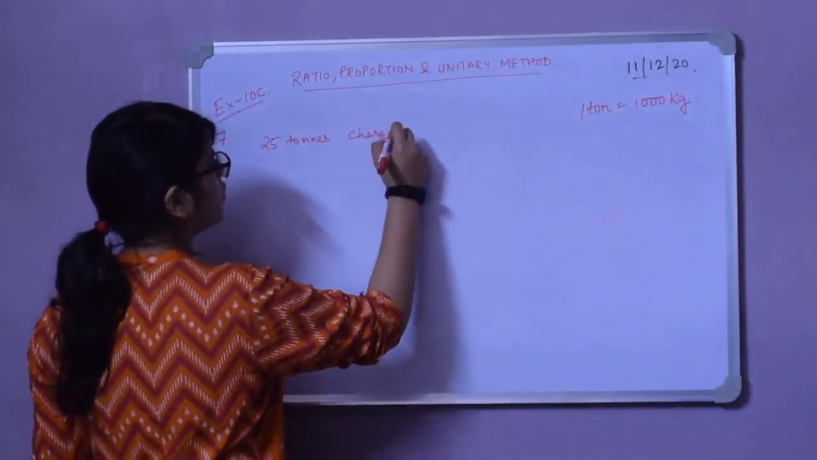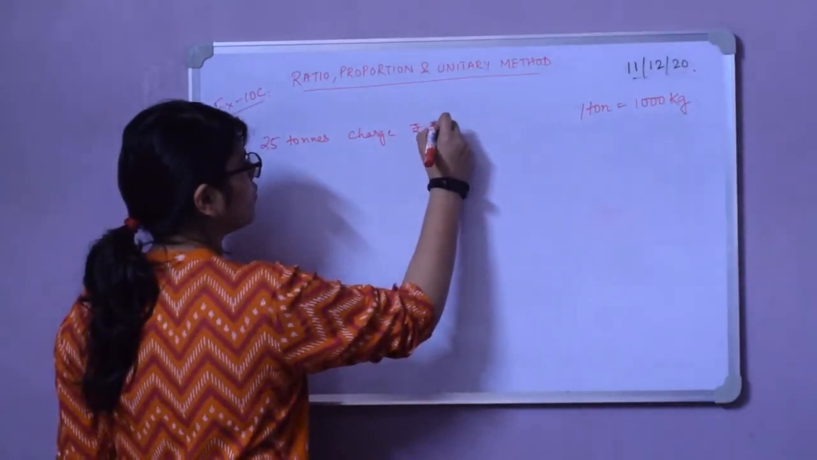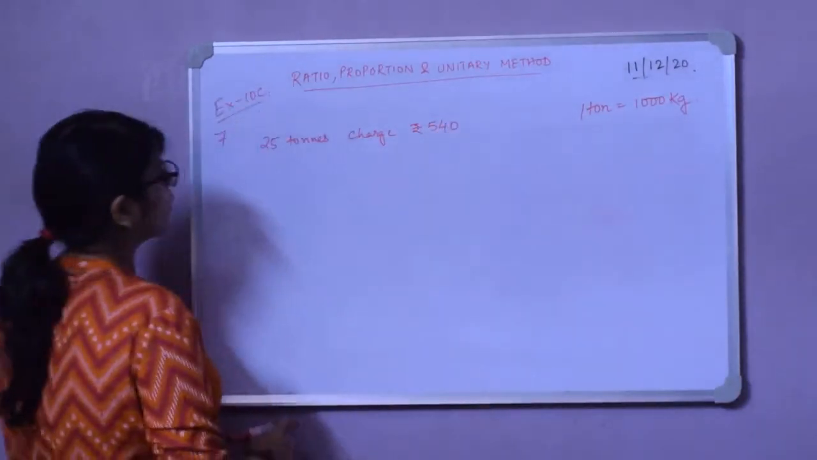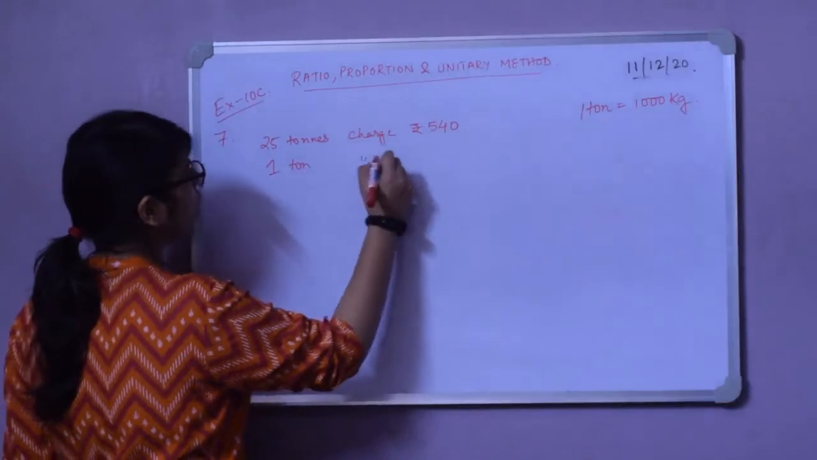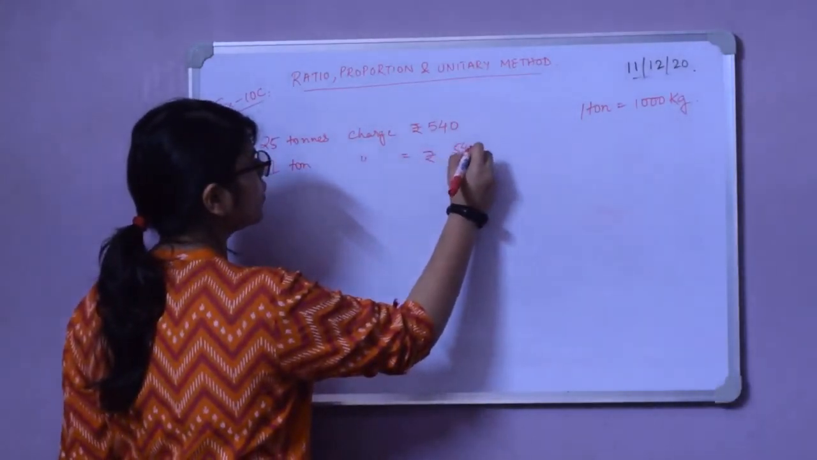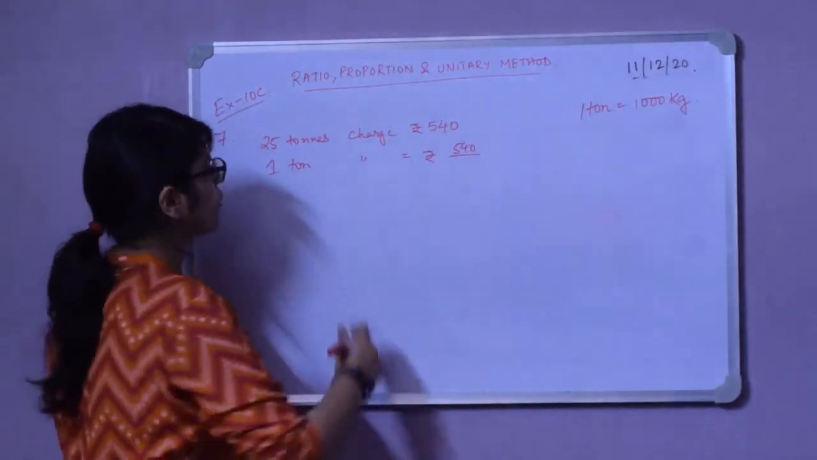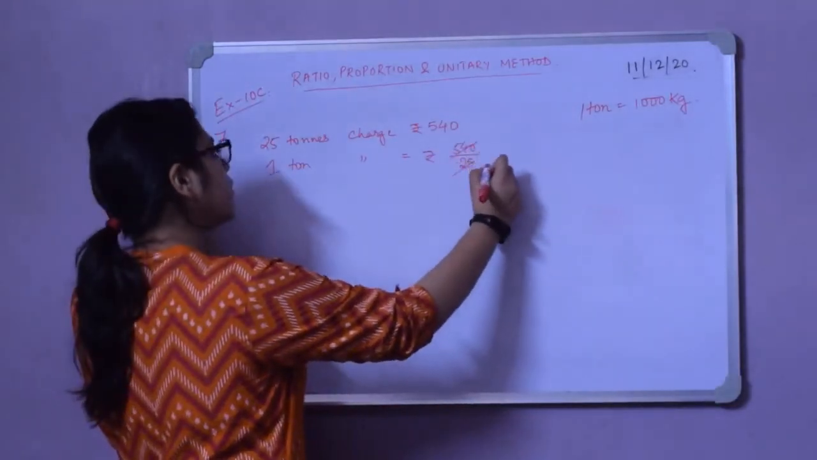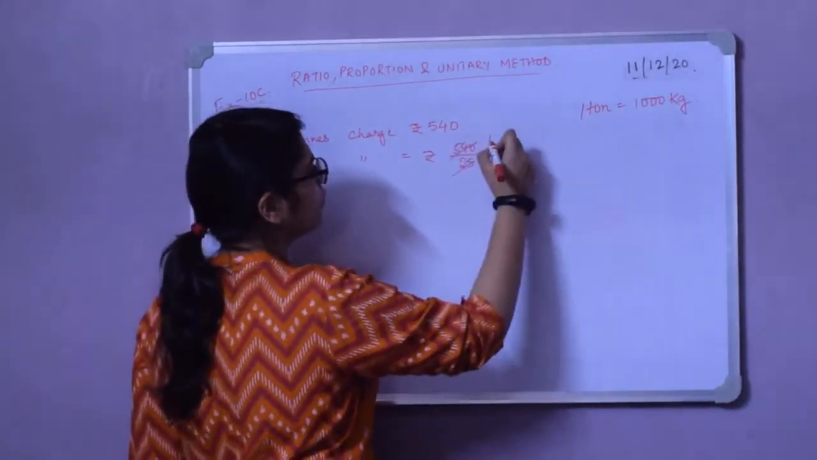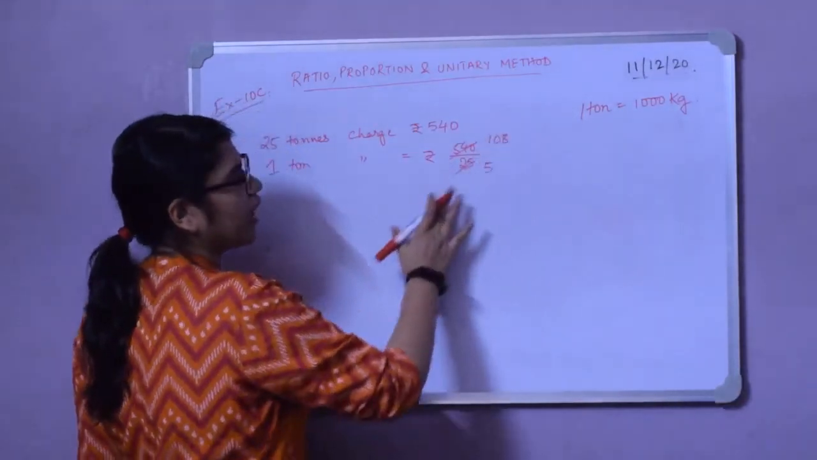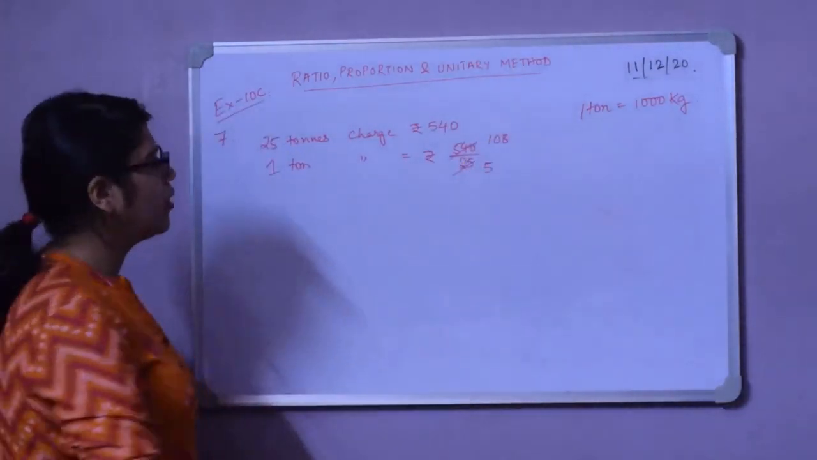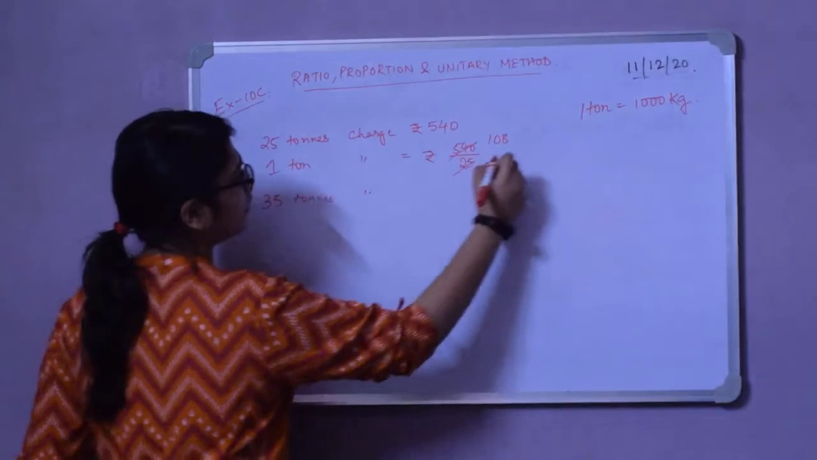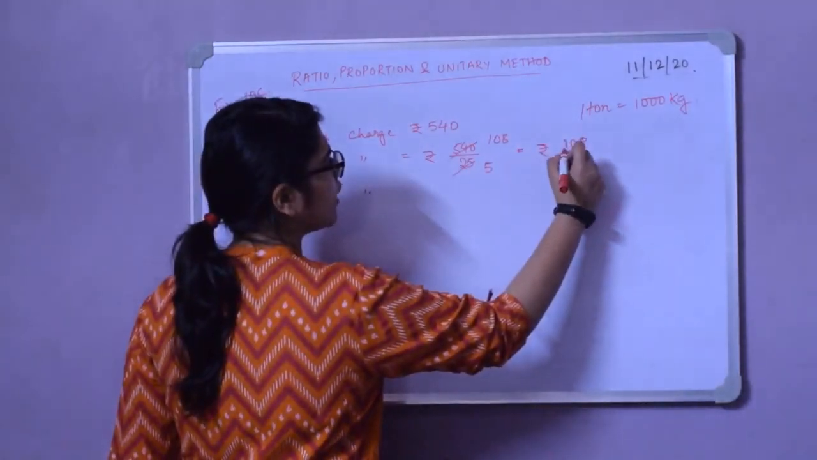So we can write: 25 tons charge rupees 540. So what does 1 ton charge? We have to convert this to 1, which means the charge will be less, so we simply divide. Now with 25, we can divide both of them by 5. So 540 divided by 5 is 108, and 25 divided by 5 is 5. We cannot divide anymore, so it is 108 by 5. Next we can write, therefore, 35 tons charge 108 by 5.